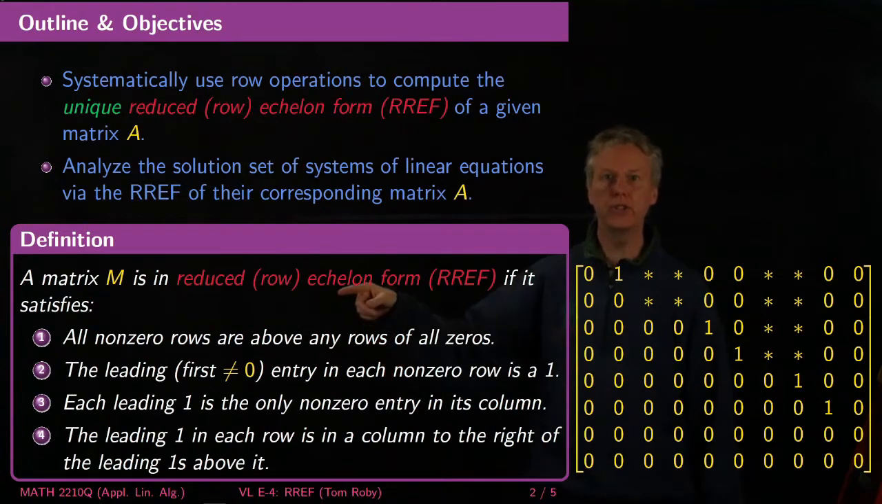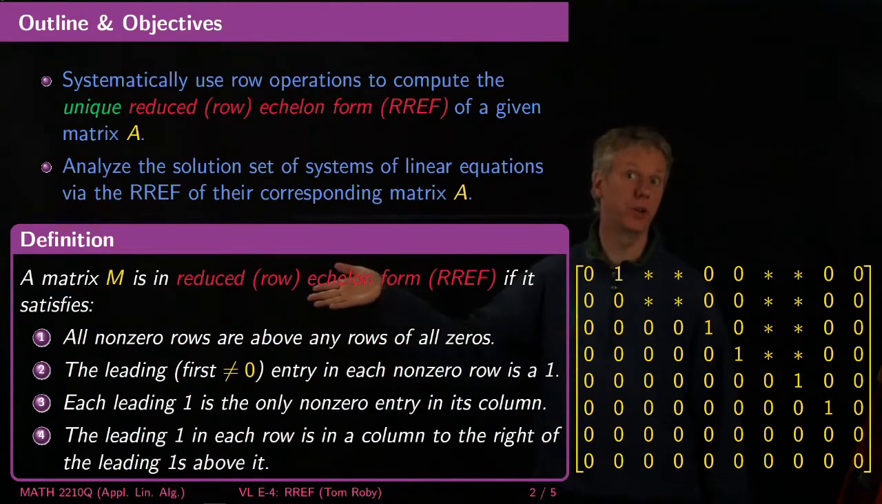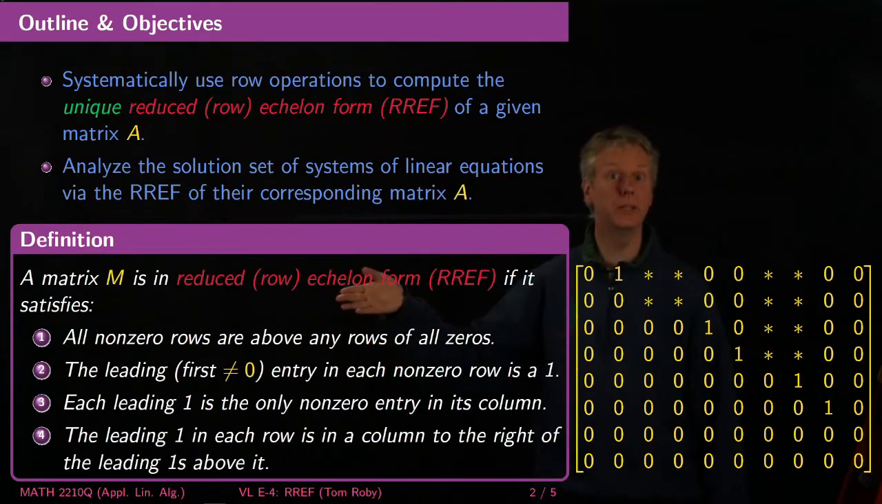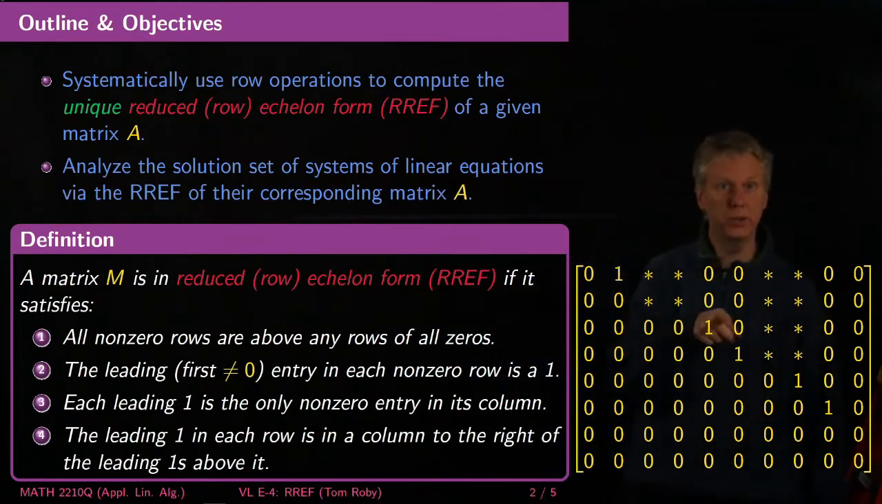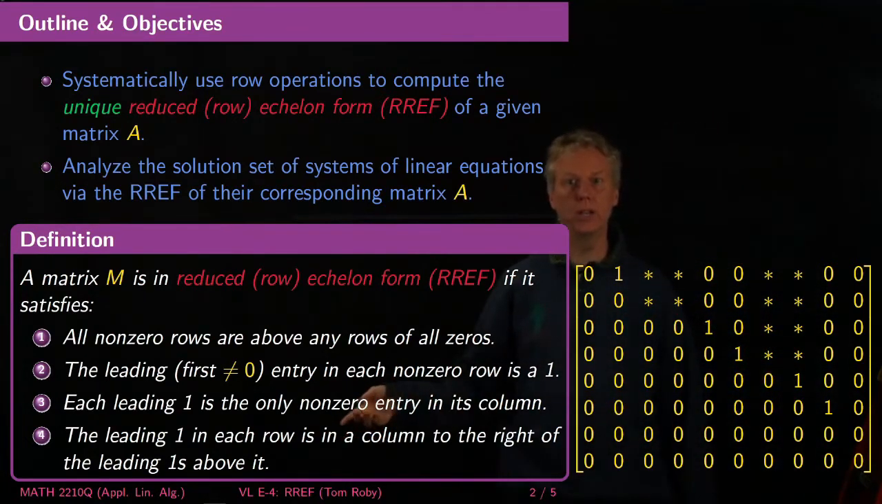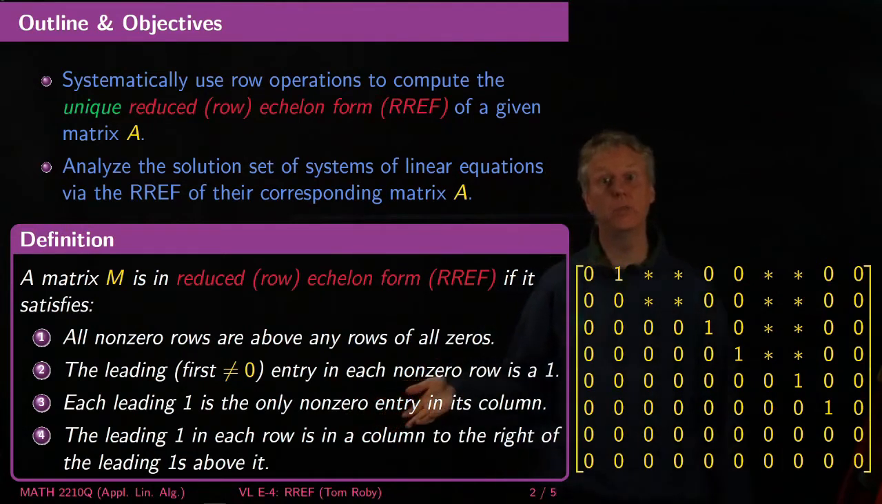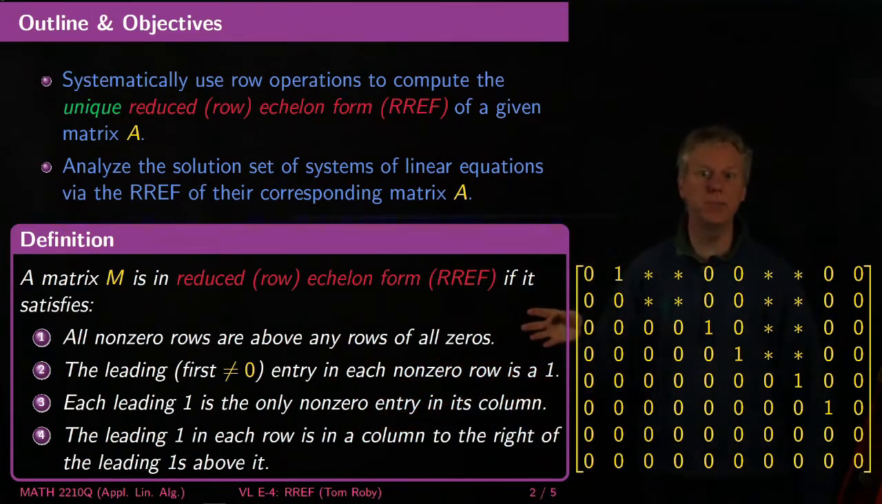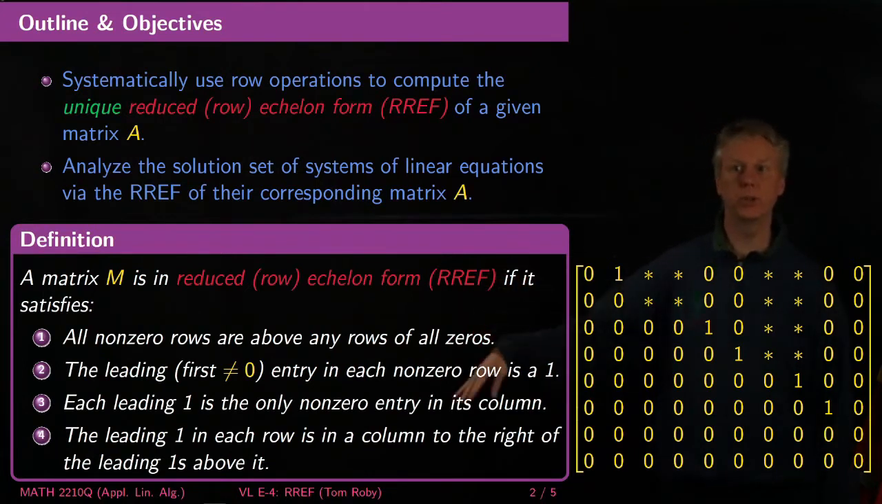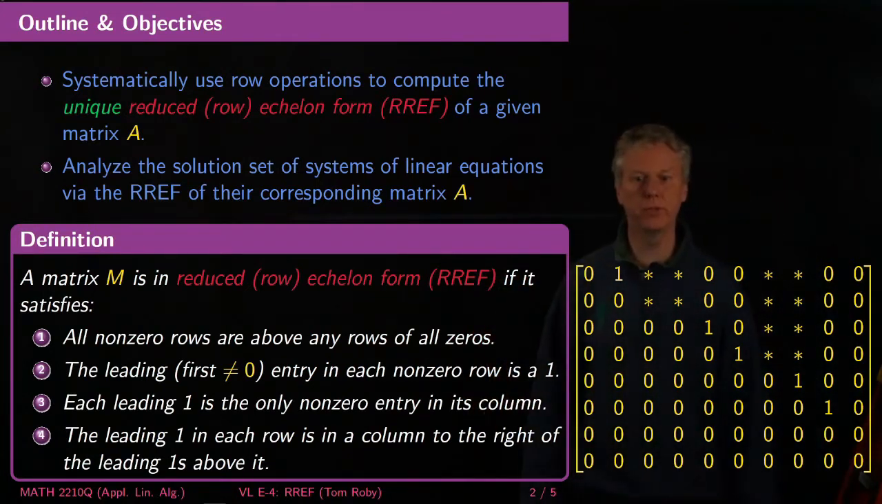And finally, echelon means staircase in French. So this echelon form means that these ones come in a kind of staircase shape. The leading one in each row is in a column to the right of the leading ones above it. This is the same as the previous definition. It's just written a little bit more cleanly so that I only have to write four things.